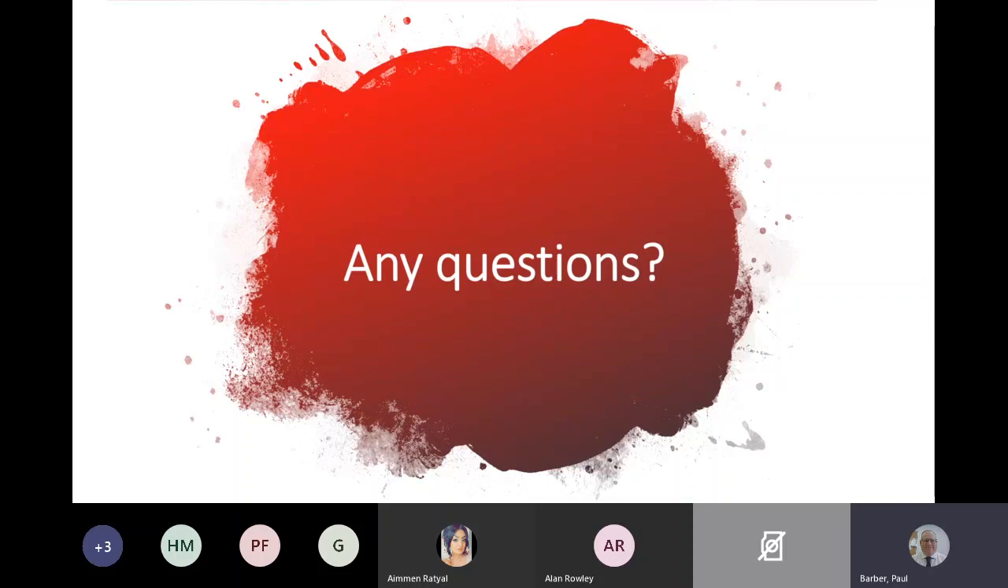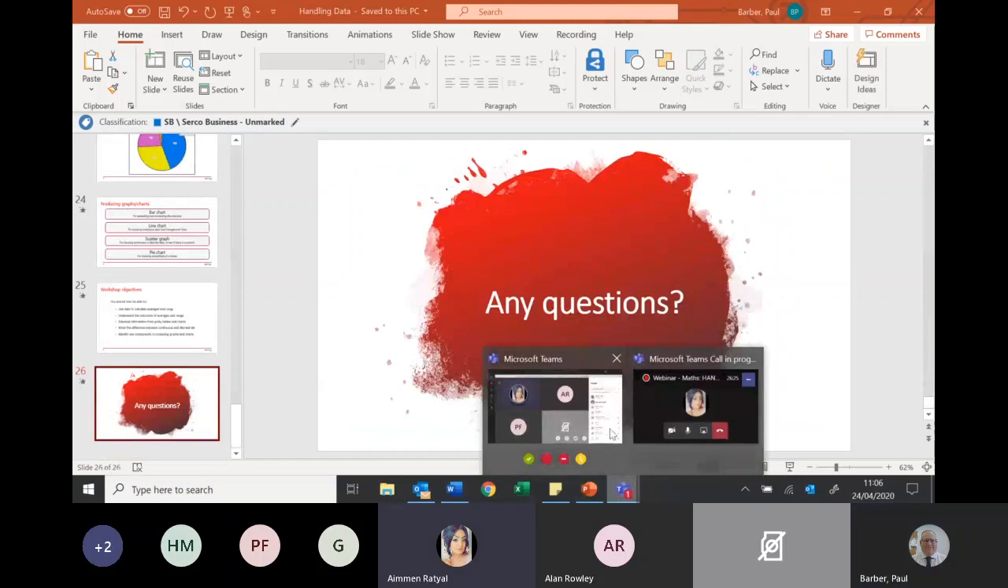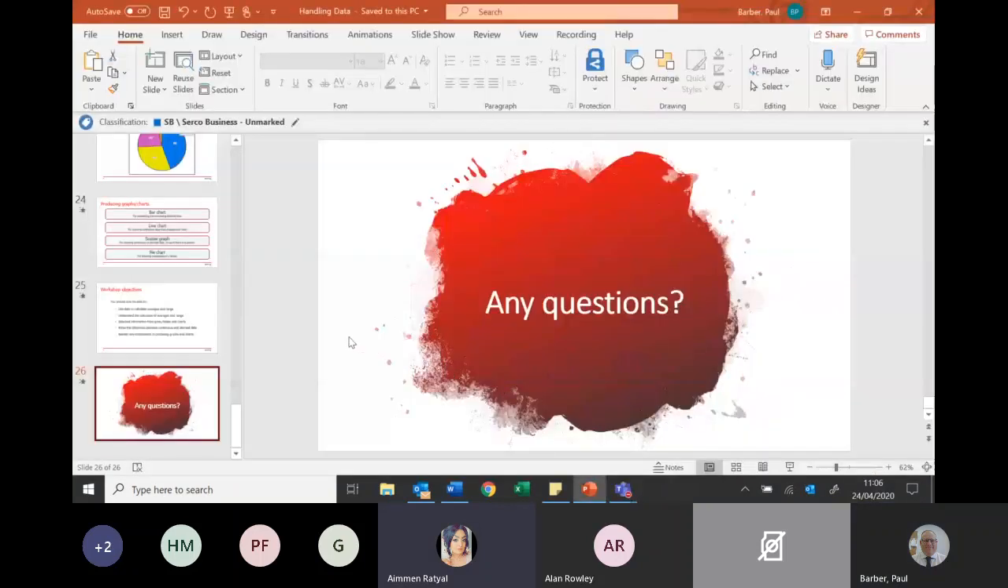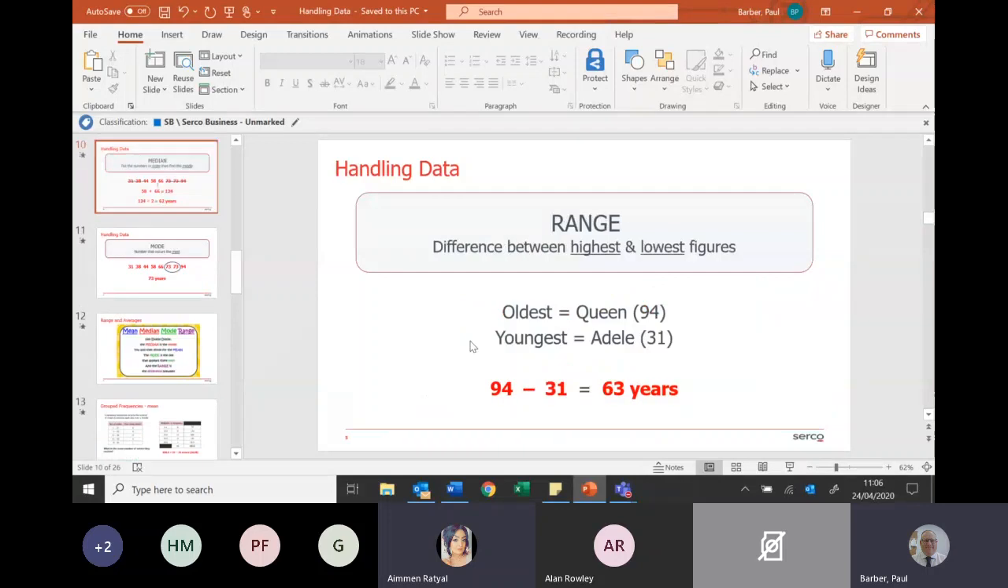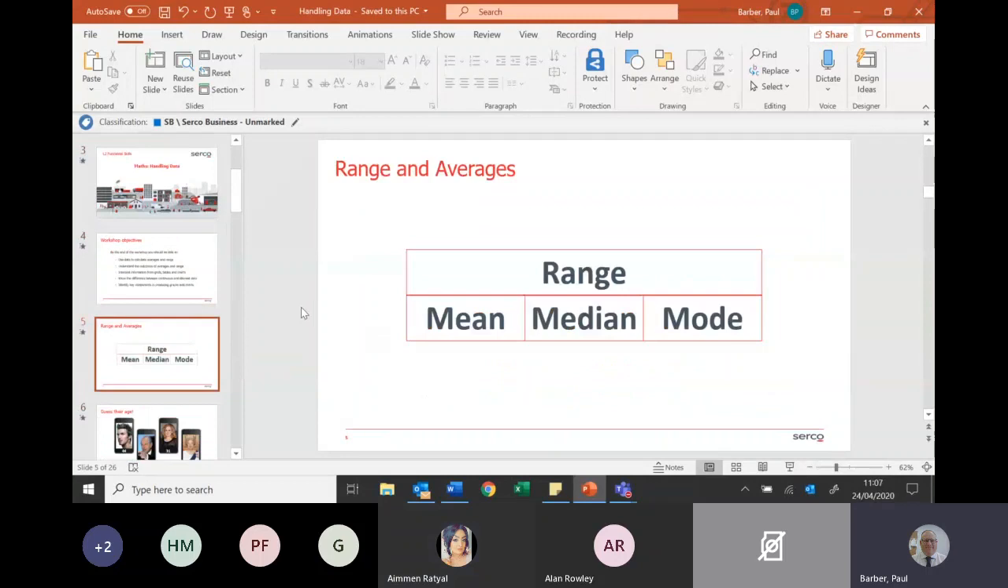Perfect. We've had questions coming through, Paul. Georgina's asked, when we did the averages, can you use a calculator in your exam? So I mentioned before there are two types of functional skills that changed on the 1st of September. The old functional skills, you can use a calculator for all questions, so there's no problem there. The new functional skills, there are 15 questions without a calculator, and then 15 questions with a calculator, and mean average can be in either of those.